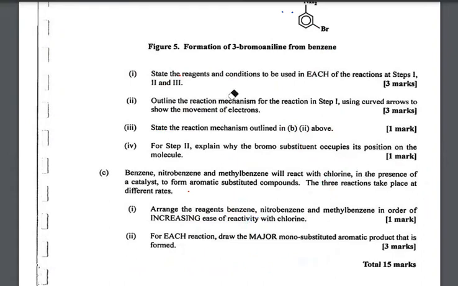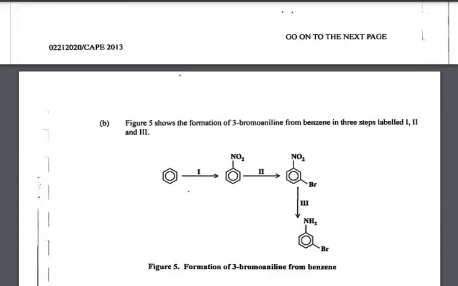All right, so state the reagents and conditions to be used in each of the reactions at steps 1, 2, and 3. So reagent and condition for step 1, 2, and 3. All right, so tell me the reagent and condition for step 1. Concentrated nitric acid, concentrated sulfuric acid, 50 degrees Celsius.